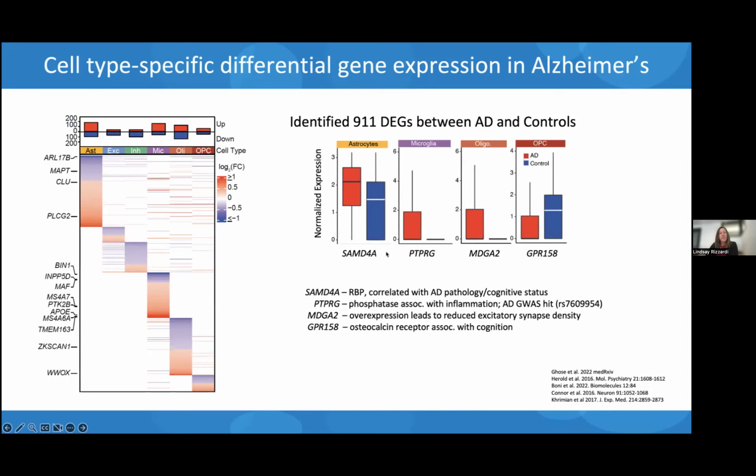Here on the right is an example of several of these differentially expressed genes, SAMD4A in astrocytes, PTPRG in microglia, and so on and so forth. PTPRG in microglia is important because it was shown to be upregulated in Alzheimer's disease in all of the single cell RNA-seq studies that we examined. So we're seeing similar things that have been shown previously in the RNA-seq or the gene expression profiles.